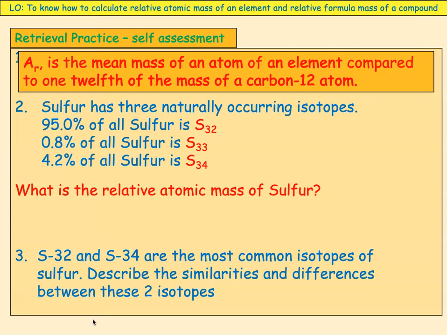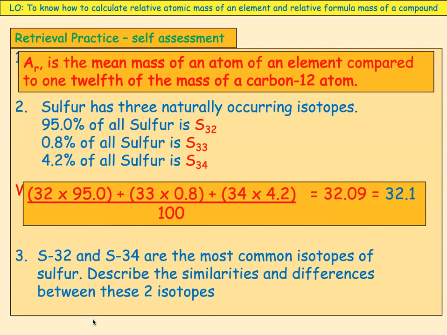Sulfur has three naturally occurring isotopes. 95% of all sulfur is sulfur-32. 0.8% of all sulfur is sulfur-33, 4.2% of all sulfur is sulfur-34. So what is the relative atomic mass of sulfur?